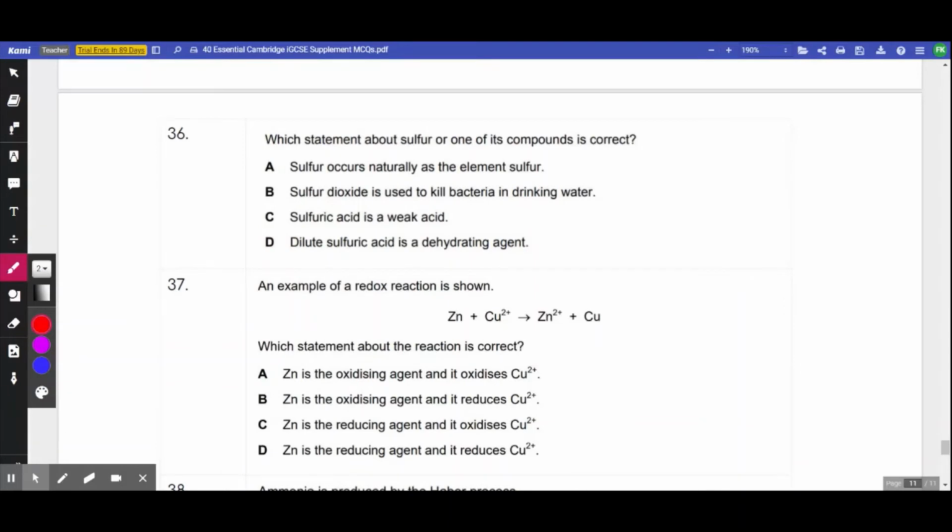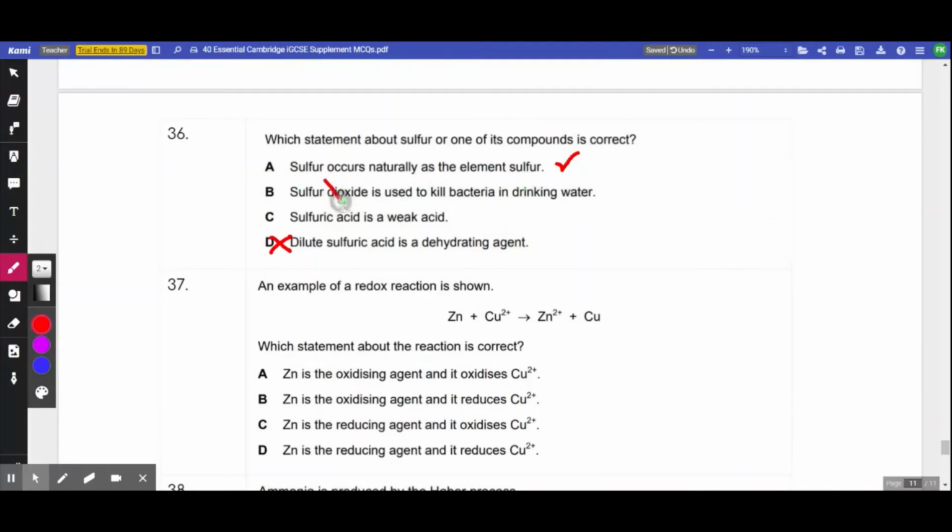So 62% of the students surveyed in our cohort actually got this right. The most popular mistake was almost 20% going for D. So D was actually the most popular mistake to make. The statement about sulfur or one of its compounds is correct. So this is all to do with revising sulfur and the uses of sulfur. Does it occur naturally as the element sulfur? Well, yes, it does. Is sulfur dioxide used to kill bacteria in drinking water?